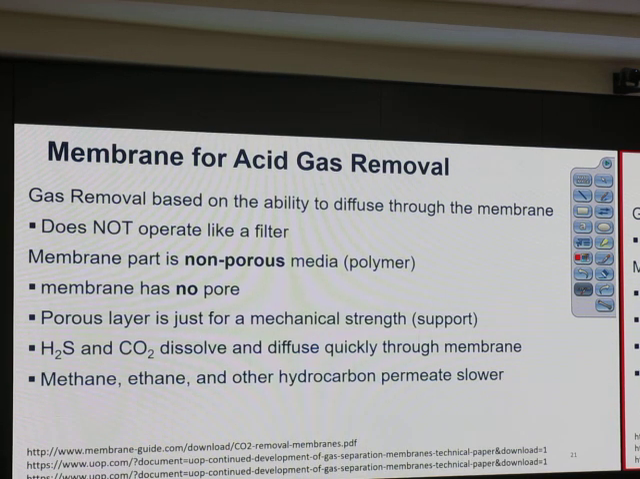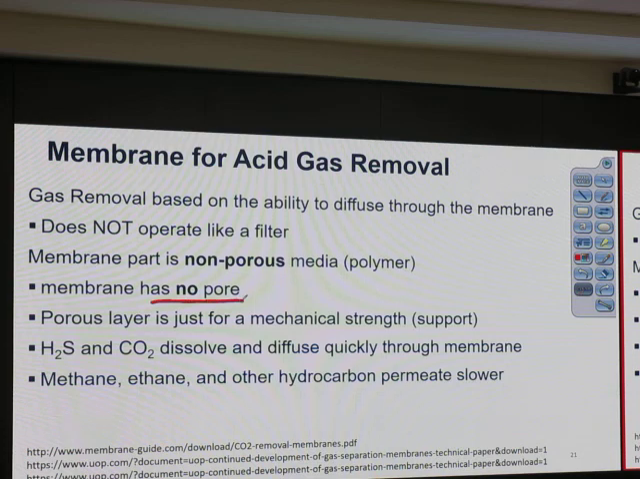Okay, membrane. Another method is membrane. You will see this Thursday and Friday. It removes gas based on the ability of gas to diffuse through the membrane. It doesn't work like a filter. It's not a filter. It doesn't have holes. It doesn't have any pores. It's non-porous media. Okay, it's a polymer.